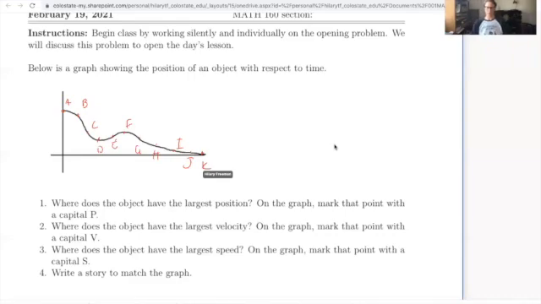So when I ask about question 1, where does the graph have the largest position? If it's on one of the letters, give me the letter. Otherwise, tell me it's between 2 letters. Okay, a lot of people are thinking where I wrote A should be P. Awesome. Okay, number 2, where does the graph have the largest velocity?